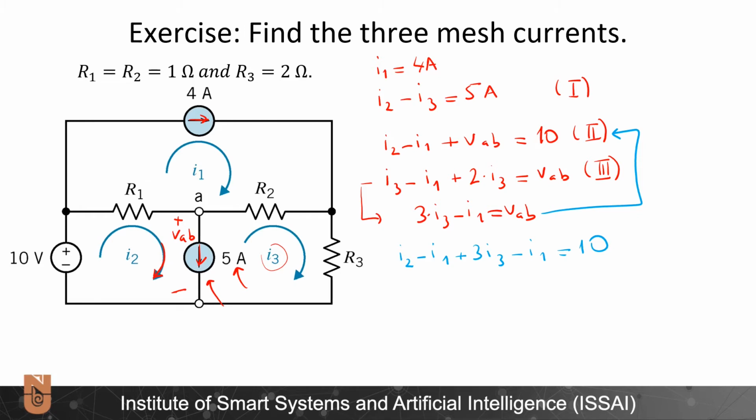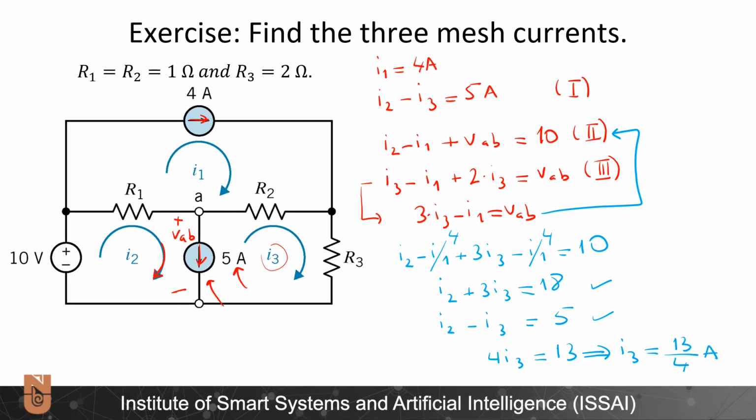I know I1 is equal to 4. This is also 4. I2 plus 3I3 is equal to 18. I know I2 minus I3 is equal to 5. If I subtract this equation from that equation, I end up with 4I3 is equal to 13. And from here, I find I3 is equal to 13 over 4 amperes.